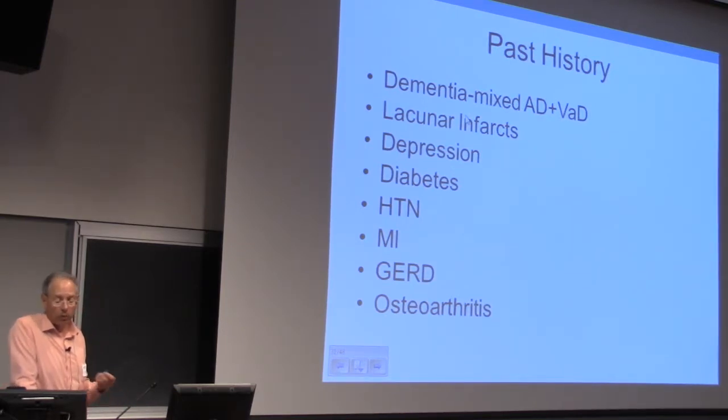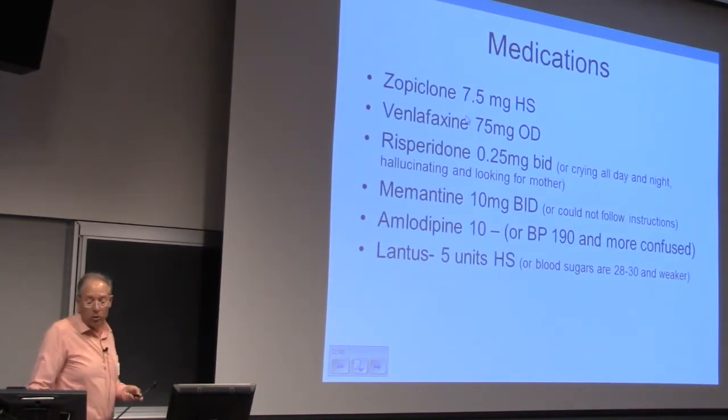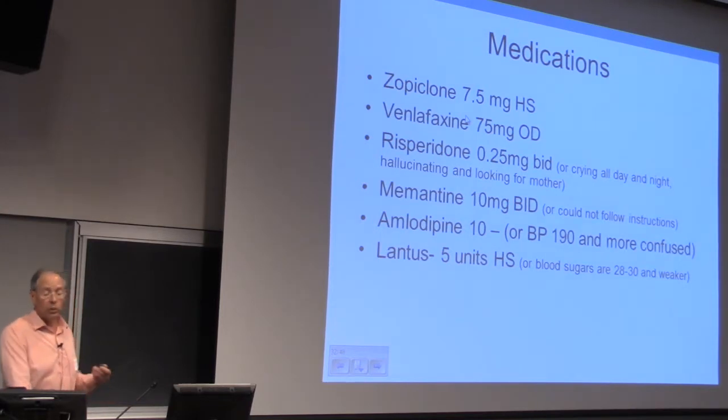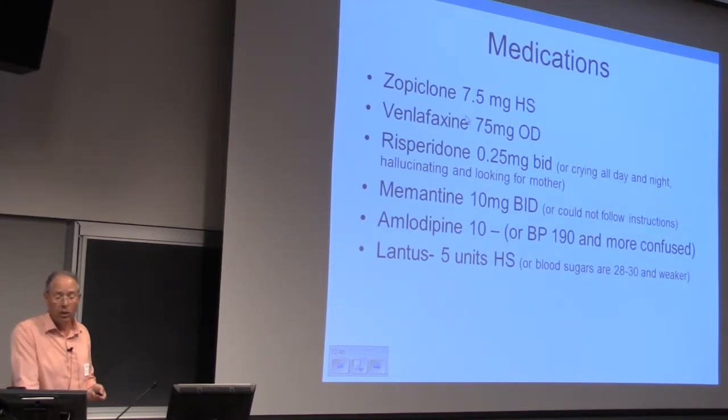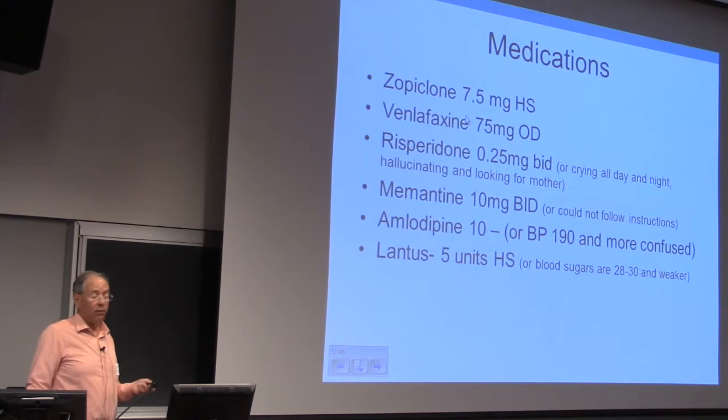And her past medical history, she had this mixed Alzheimer's vascular dementia. She had lacunar infarcts, depression, diabetes, hypertension, previous MI, reflux, and osteoarthritis. And these were her medications. She was on Zopiclone to help her sleep at night, 7.5 milligrams, 75 milligrams of venlafaxine.